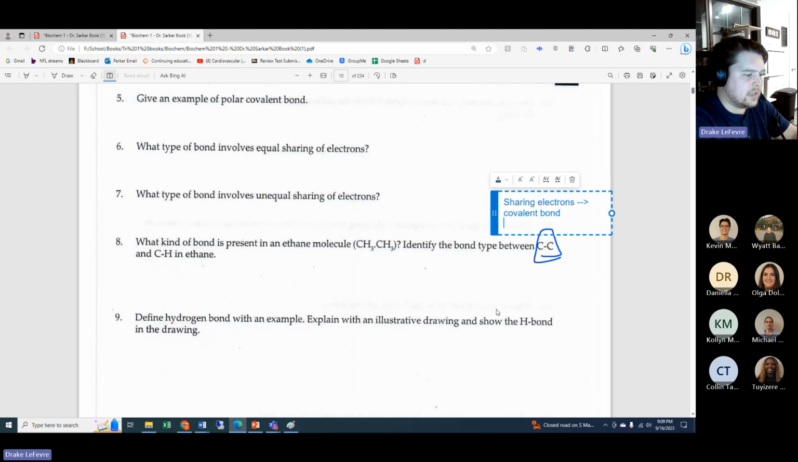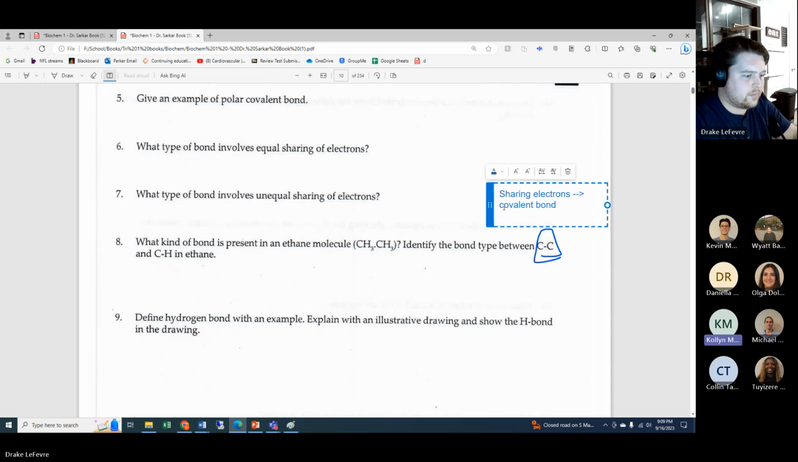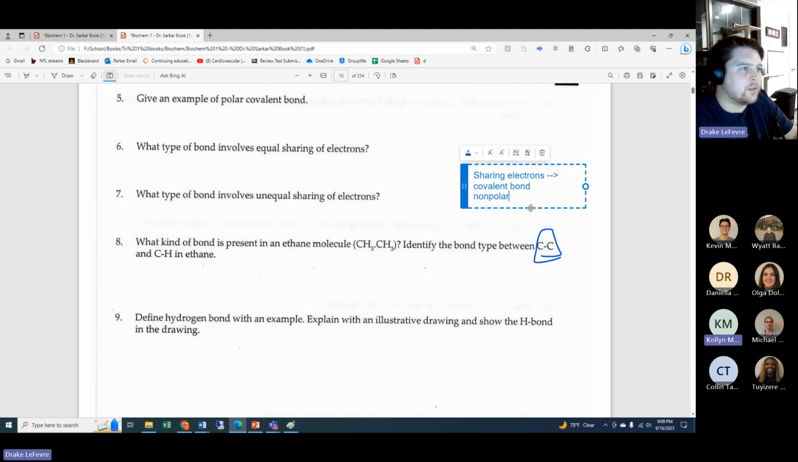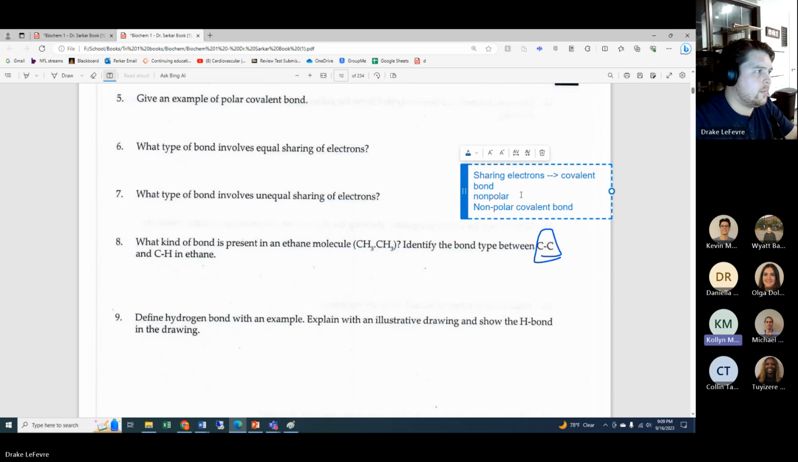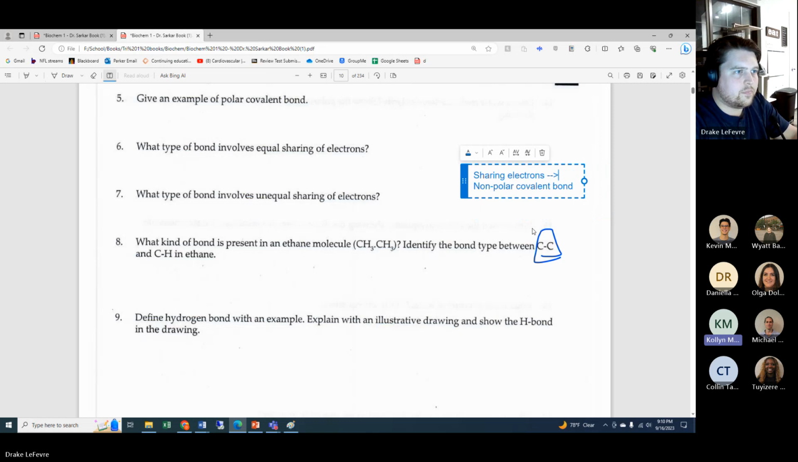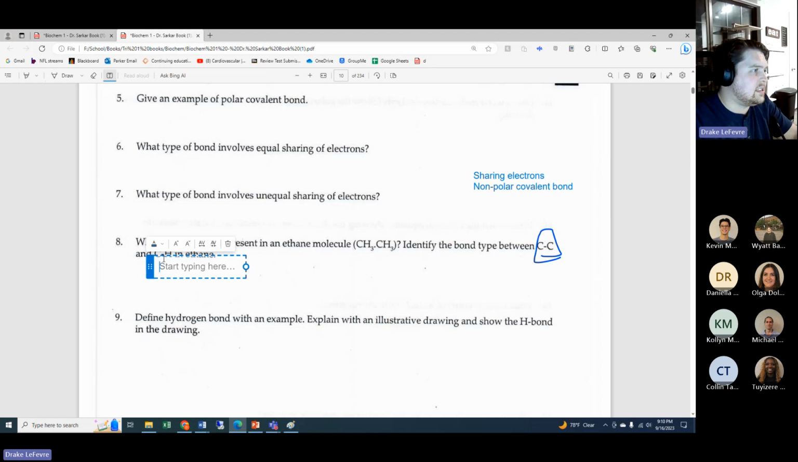So then we look at it, is it going to be polar or non-polar? It's going to be non-polar because they share them equally, correct? Exactly, because the electronegativity between both of them is exactly the same. So both are going to be pulling the same amount. So this is a non-polar covalent bond. Is that because there's no +1 or +2? It's just C and C? Exactly. Perfect.